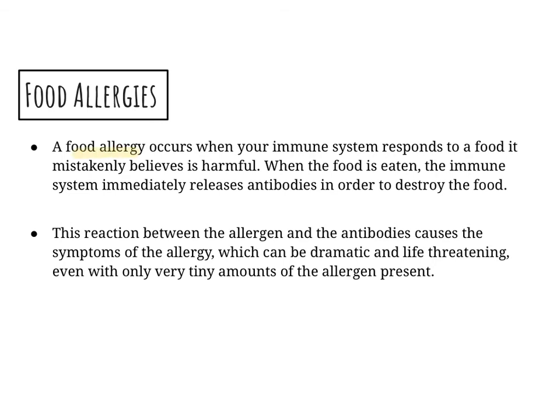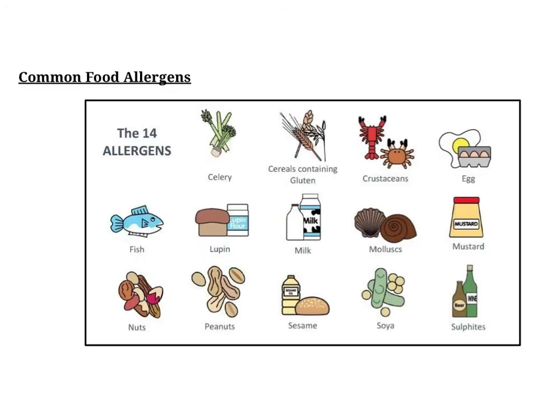So a food allergy, as mentioned, occurs when your immune system responds to a food that your body mistakes as being harmful. When the food is eaten, the immune system immediately releases antibodies to try and destroy the food. The reaction between the allergen, which is the protein within the food that your body is allergic to, as well as the antibodies, causes the symptoms of the allergy, which are dramatic and life-threatening, and they occur instantly or within a few moments. Even with only very tiny amounts of the allergen present, these symptoms will develop.